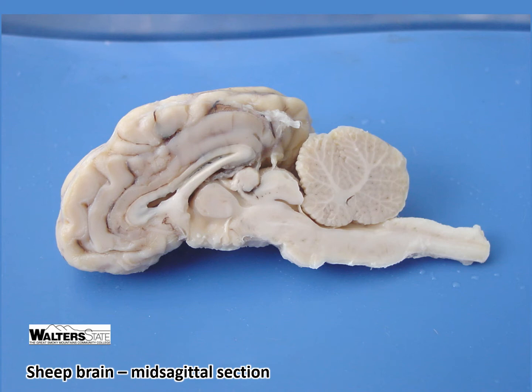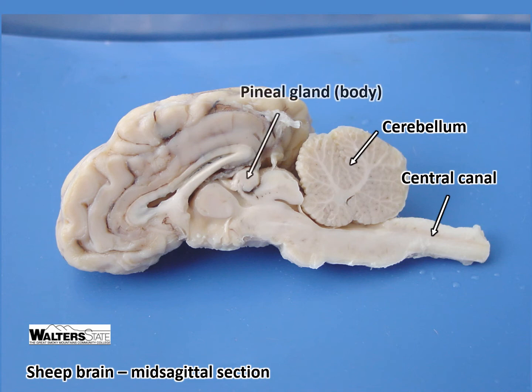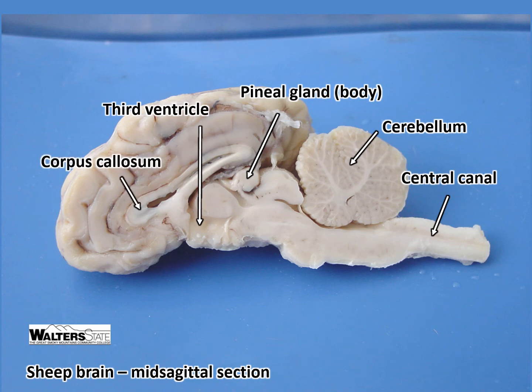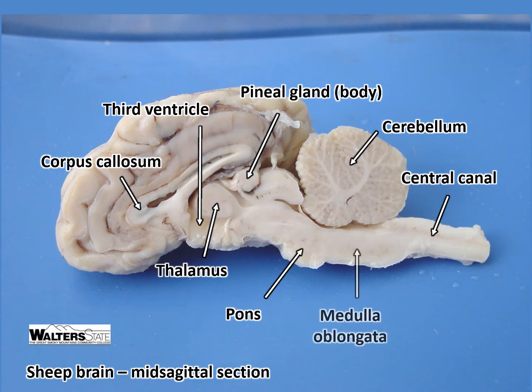Taking another look at this mid-sagittal section, we have the central canal. This is the canal that runs down the spinal cord and contains cerebrospinal fluid. This is the cerebellum. Here's the pineal gland or body. This is the third ventricle, one of the fluid-filled spaces of the brain. This is the corpus callosum. This is the thalamus. Here's the pons. And here's the medulla oblongata. Finally, we end with the spinal cord.